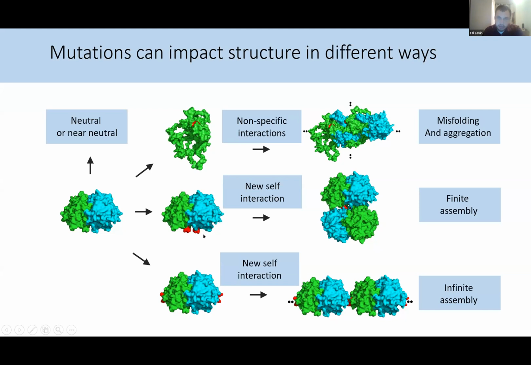In this case, both are on the same sides and could lead this dimer to form a tetramer, in a finite assembly. Let's take another case, where this time the mutations are on opposite sides of the dimer. So this time the new interaction is not finite and it can continue infinitely. That's why we term this process agglomeration, because similar to aggregation, it could be infinite, but like oligomerization, the protein is still in its native state.